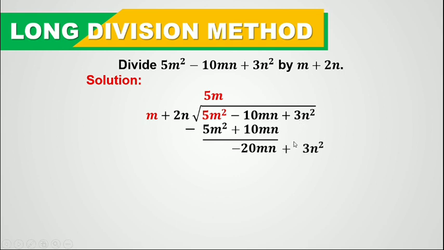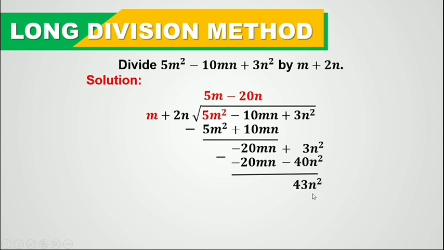We're going to bring down 3n squared. And then negative 20mn divided by m, that's negative 20n. Negative 20n times m, that's negative 20mn. Negative 20n times positive 2n, that's negative 40n squared, since negative times positive is negative. And then let's subtract them. Negative 20mn minus negative 20mn, that's 0. And then 3n squared minus negative 40n squared, that's positive 43n squared.